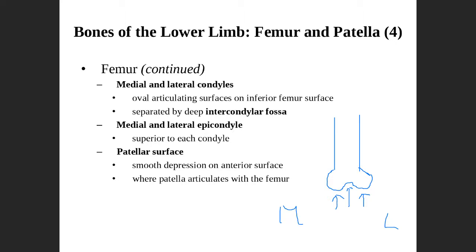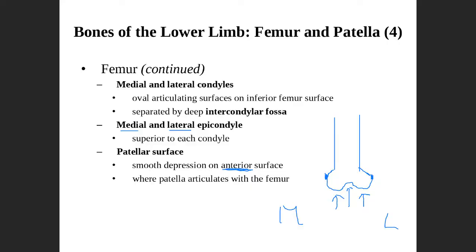Above the condyles, you have these tiny bumps here and over here, and those are epicondyles. The one on the inside is called the medial epicondyle. The one on the outside is the lateral epicondyle. Then on the front of the femur, you have this smooth depression, and that's called the patellar surface. You don't need to know that for identification purposes, but that's where the patella, your kneecap, is going to be.